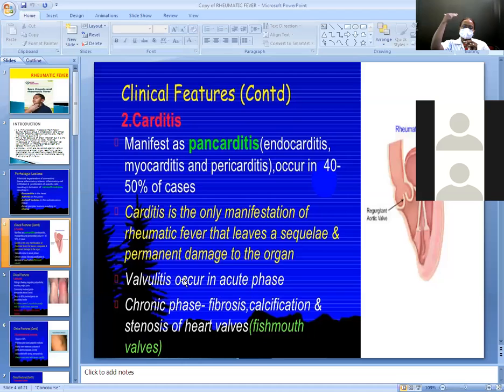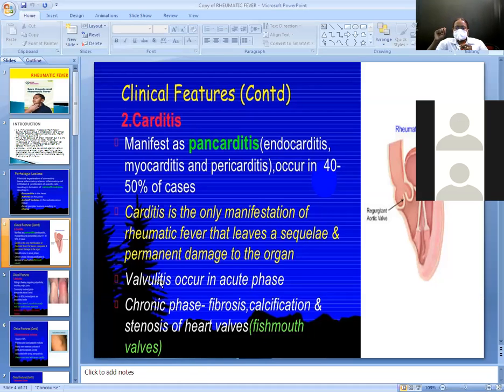That is called regurgitation of blood from ventricle to atria during ventricular systole. So in the acute phase, there occurs mitral regurgitation. An attack of acute rheumatic fever, when there is carditis, results in mitral regurgitation. But after healing, in the chronic phase, it results in mitral stenosis. Mitral stenosis is the most common cardiac lesion, or sequelae, of rheumatic fever.